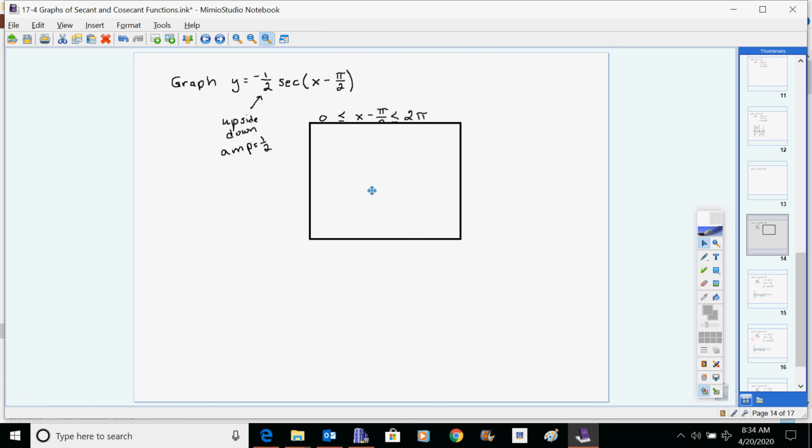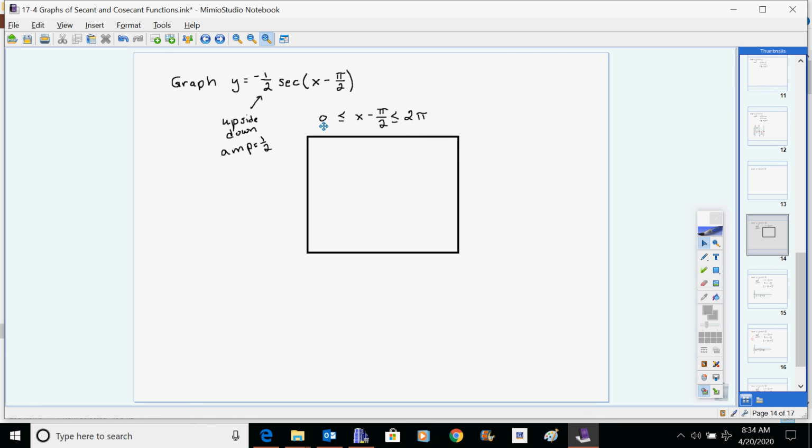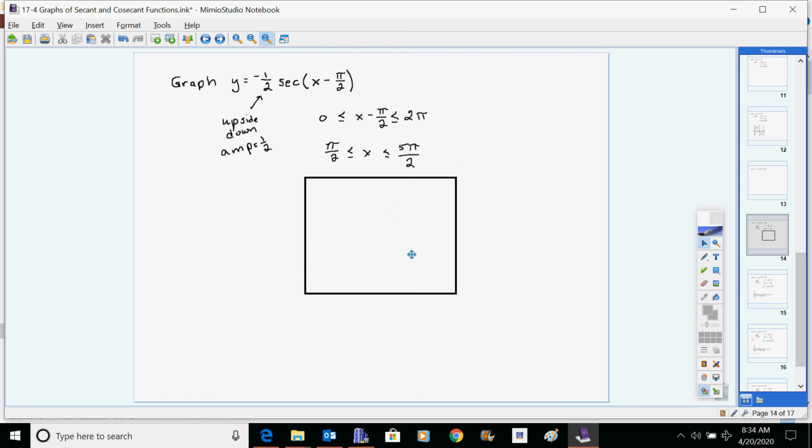And this is going to give us our shift. From 0 to 2 pi is our standard period. But this pi over 2 means that we're going to add pi over 2 to all three spots. Then find the middle. Pi over 2 plus 5 pi over 2 is 6 pi over 2.